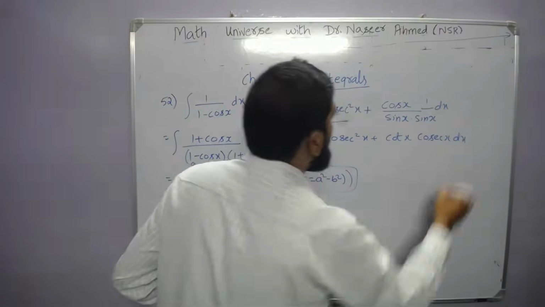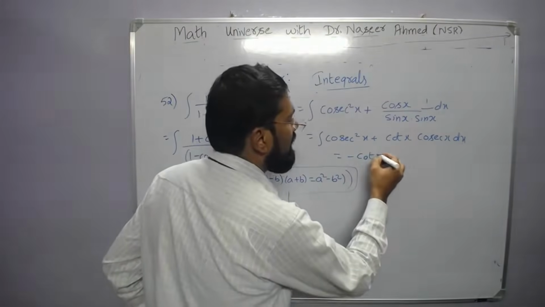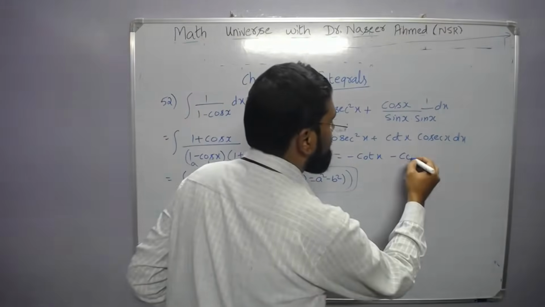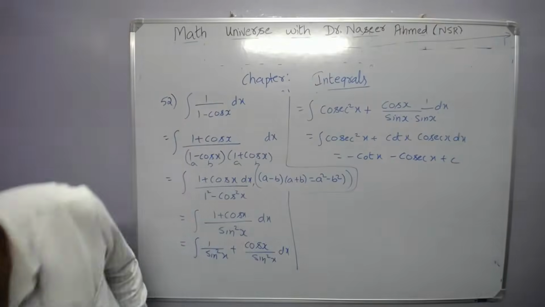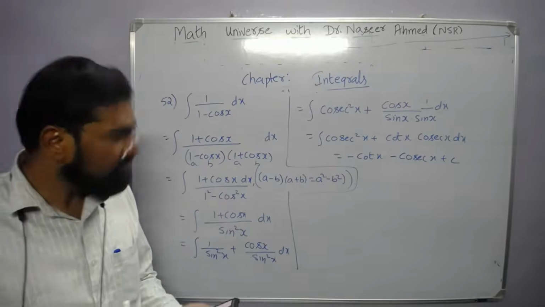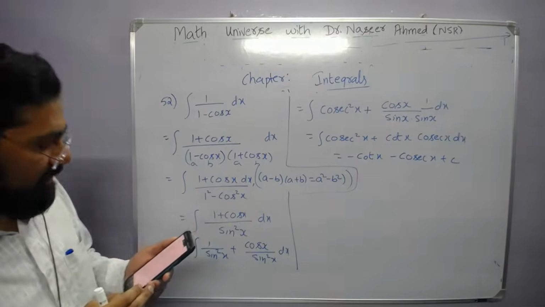Now formula. Integration of cosecant square x is minus cot x. Integration of cosecant into cot x is minus cosecant x. Plus c. That's it. So this resembles which option? Kindly check it out. Question number 52. Which option? Yeah, option A.